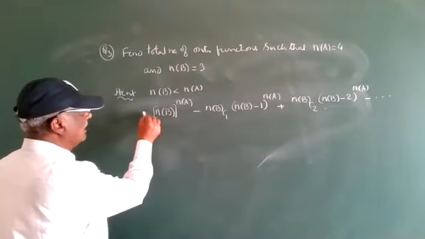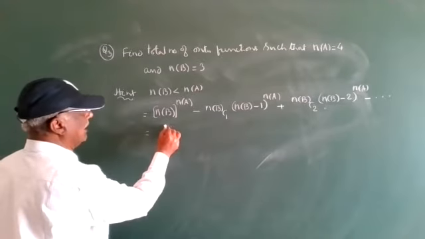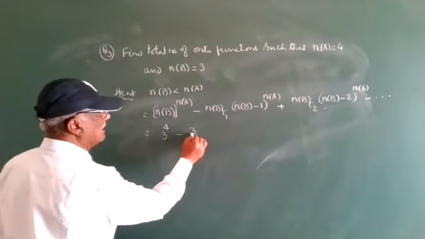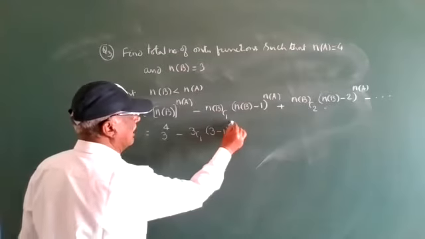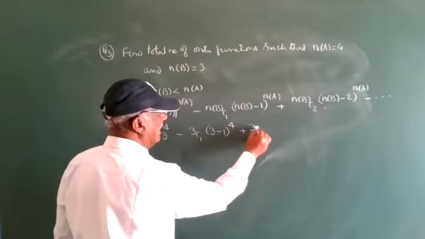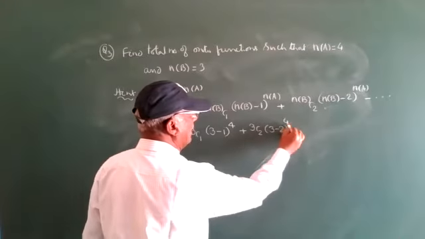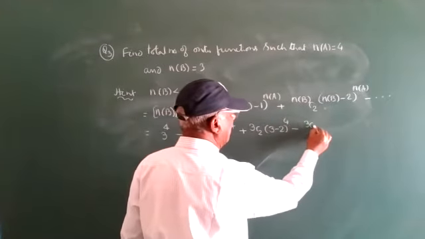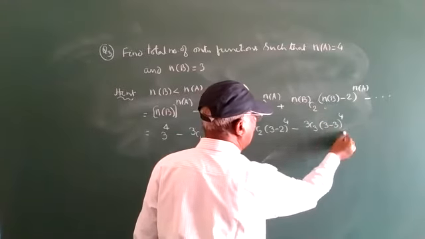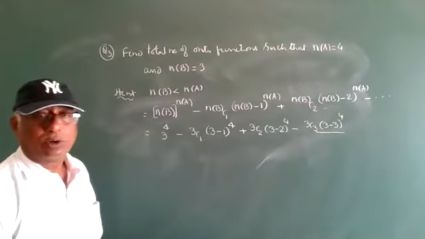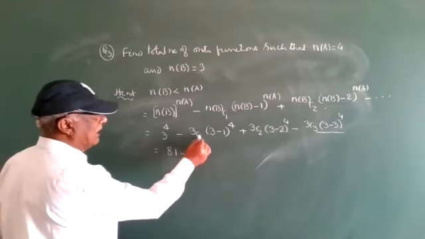I will start. Everyone see, n of B is 3 elements, n of A is 4 elements. So 3 power of 4, minus 3c1, 3 minus 1 to the power of 4, plus 3c2, 3 minus 2 to the power of 4, minus 3c3, 3 minus 3 will become 0. Don't take 0.